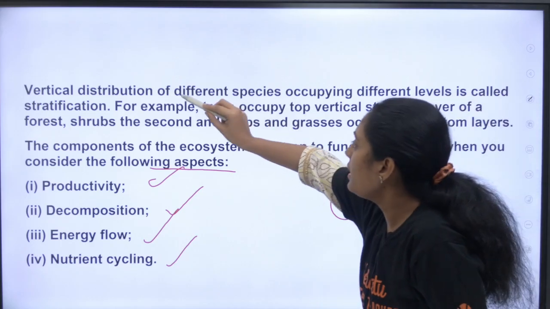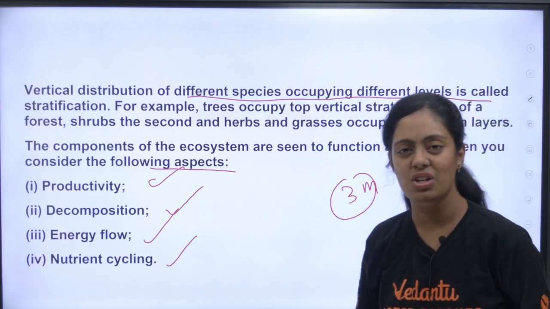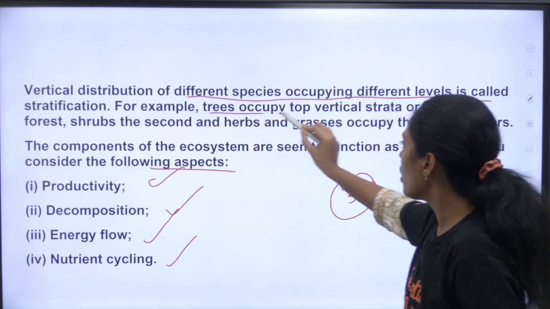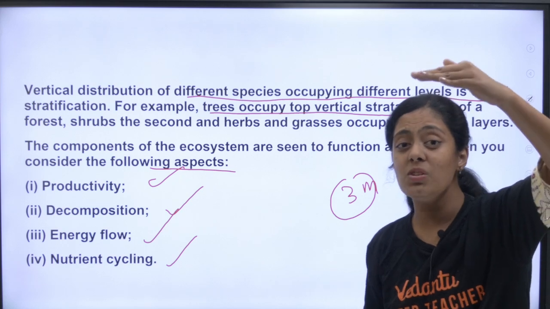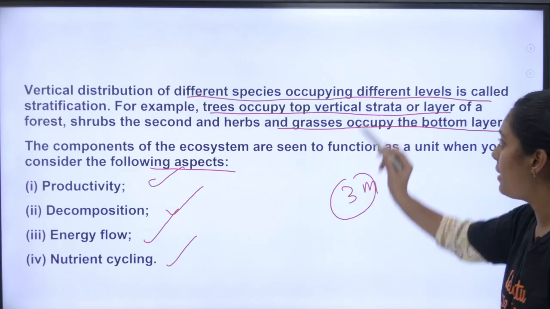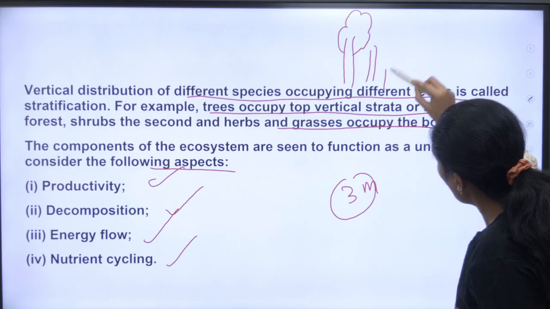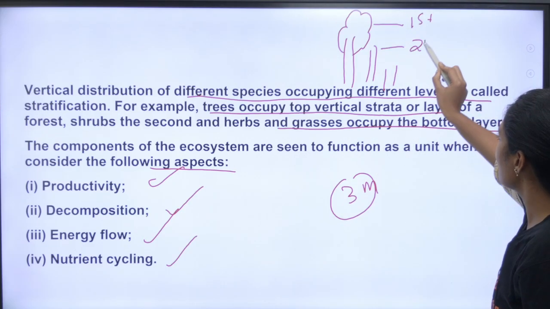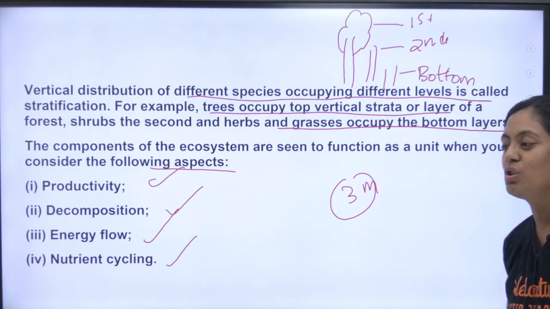So first, the vertical distribution of different species occupying different levels is called stratification. So they can ask you, define stratification. Say for example, trees occupy the top vertical strata. In an ecosystem, trees will occupy the topmost strata. Then you have shrubs. Then you have the herbs and grasses, they occupy the bottom level. So first in an ecosystem the trees are on top, then below that small shrubs, then below that herbs. So these form the first strata, these form the second strata, and these form the bottom layer. This is what we call stratification.